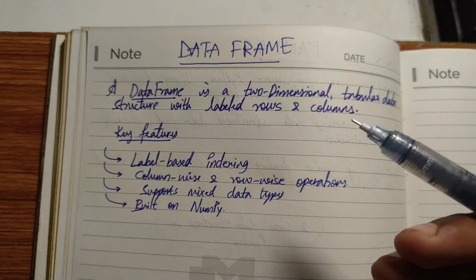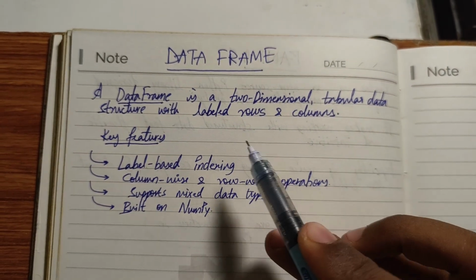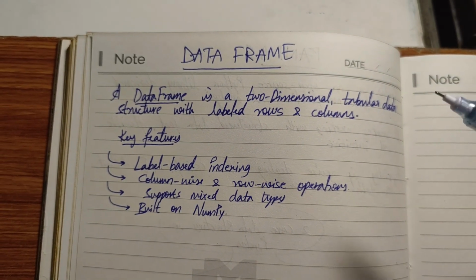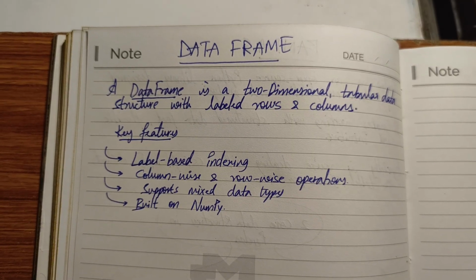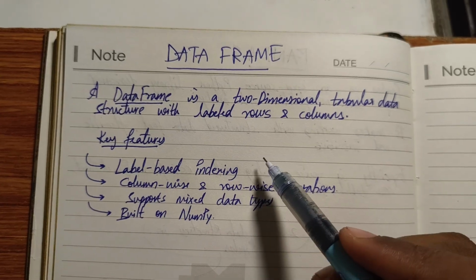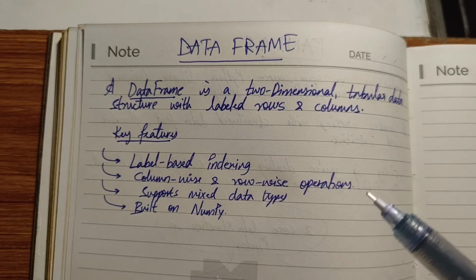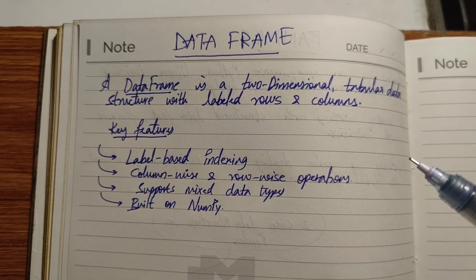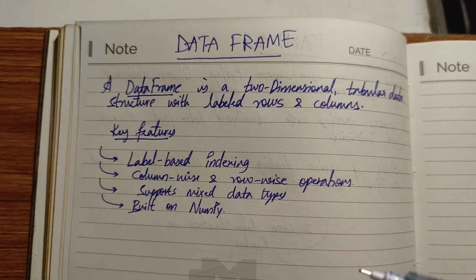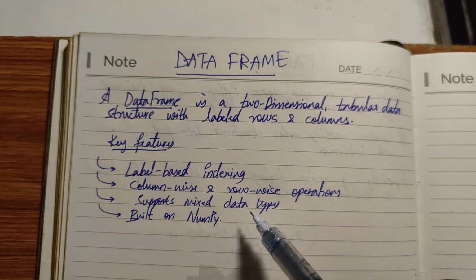As I said, it is a 2D labeled data structure. So data frame is a two dimensional tabular data structure with labeled rows and columns like a full spreadsheet, or you can also call it a SQL table. The key features of a data frame are label based indexing, column wise and row wise operations, support for mixed data types, very fast vectorized operations, and it is built on numpy.